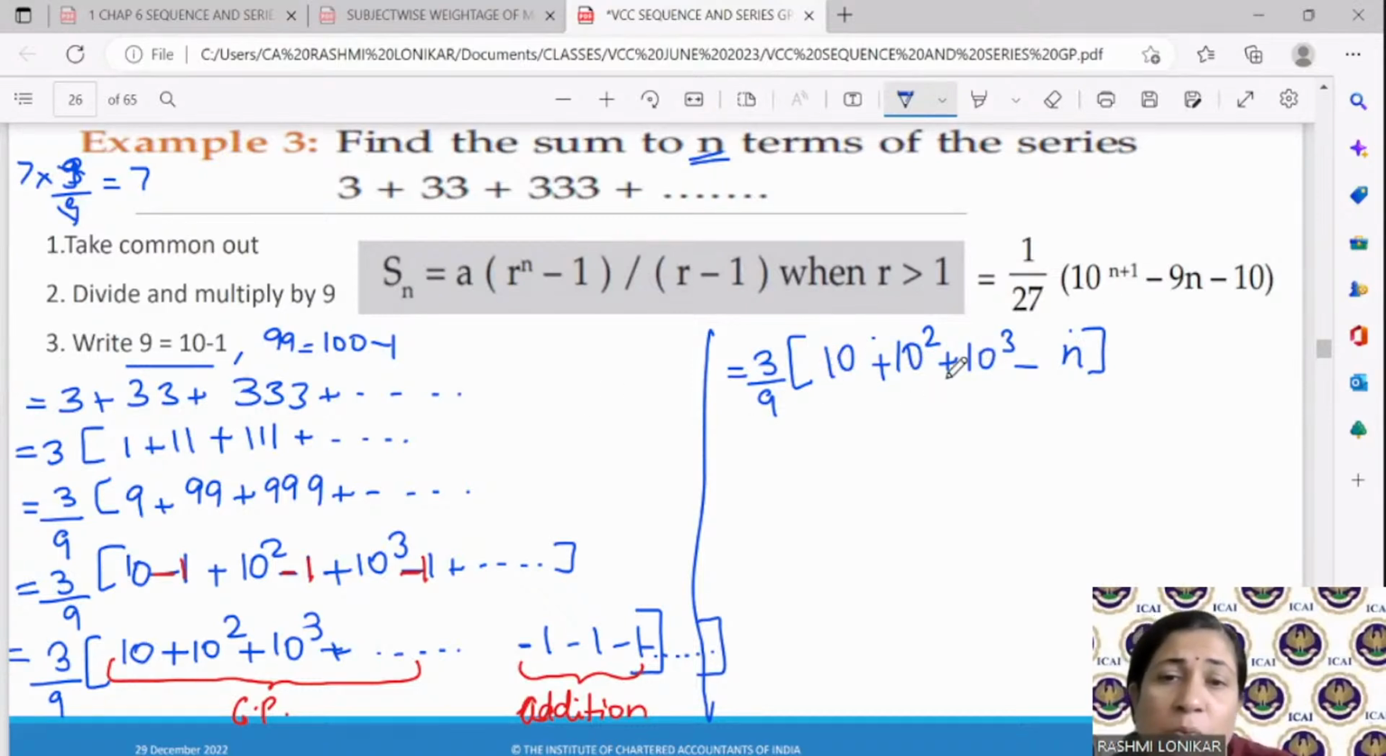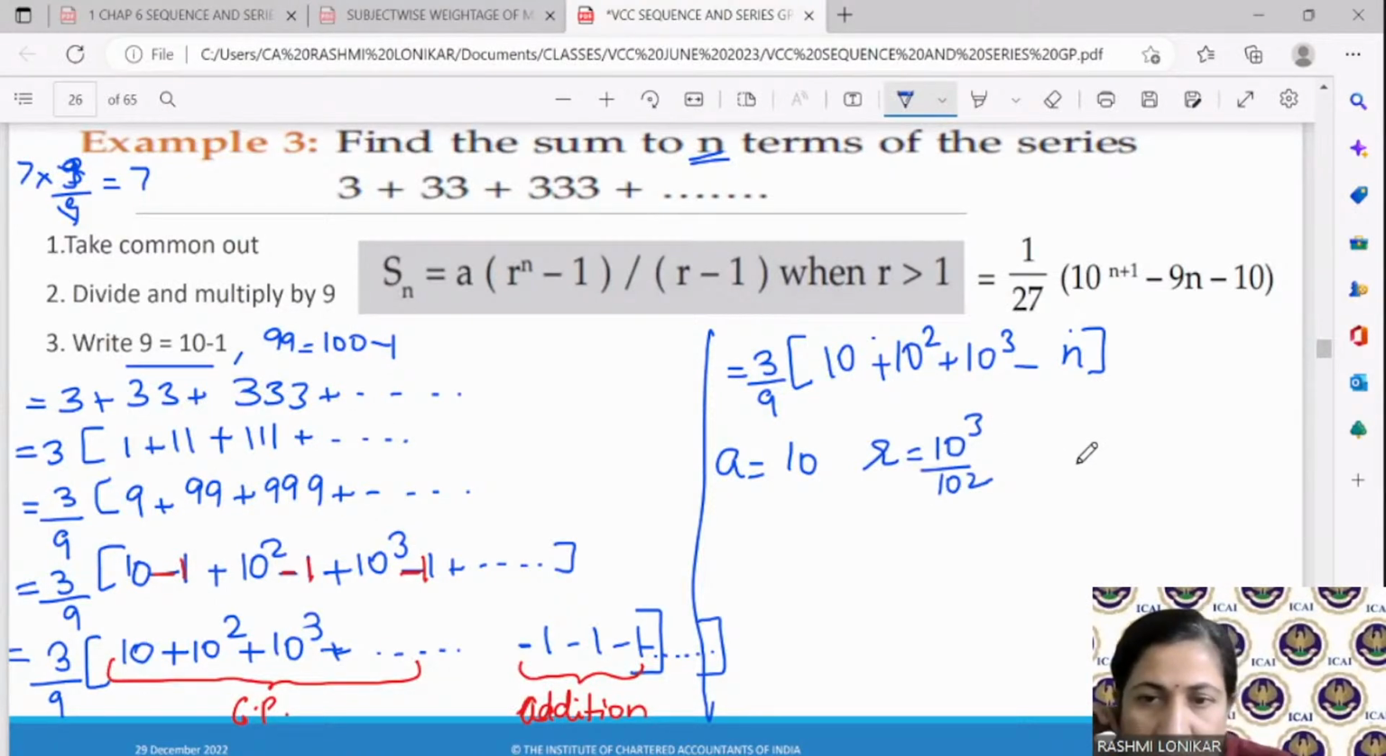Now this GP, what is the ratio? What is A for this GP? Just for this GP, A is 10. And what is the value of R? 10 cube upon 10 square, which is equal to 10, which is also equal to 10 square upon 10, which is equal to 10. Now R is greater than 1. So what formula will I use? Sn.